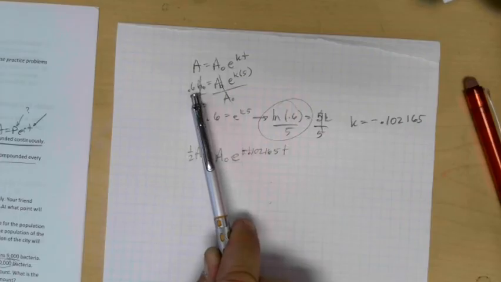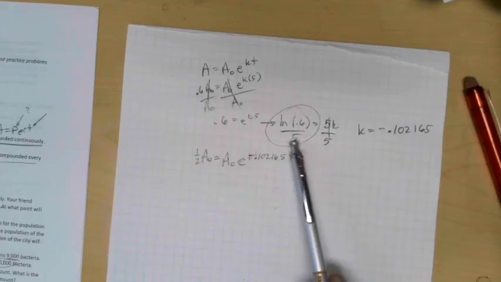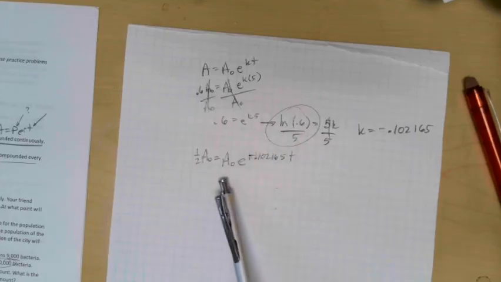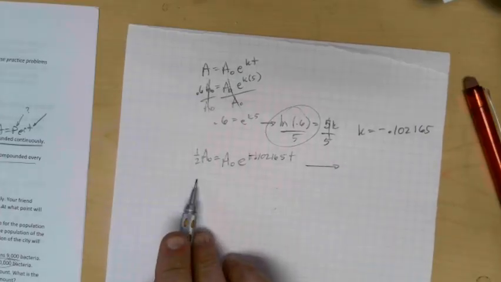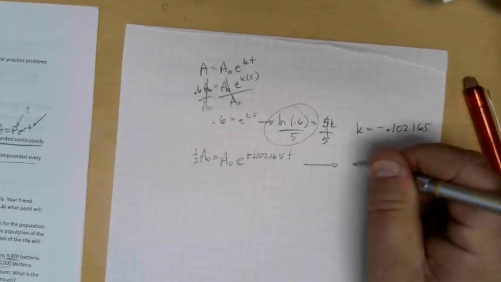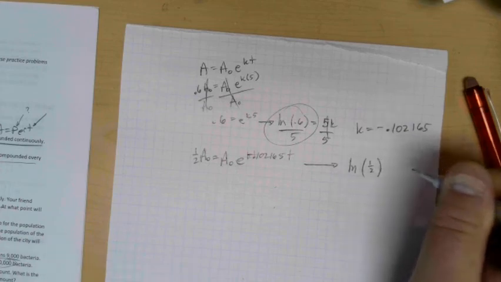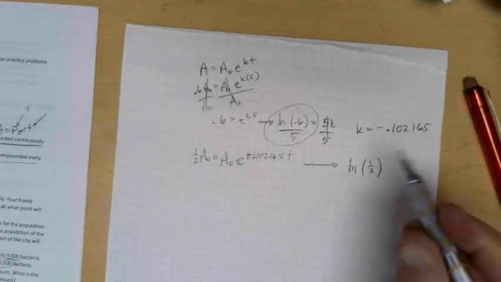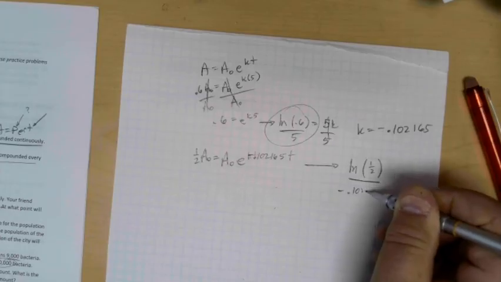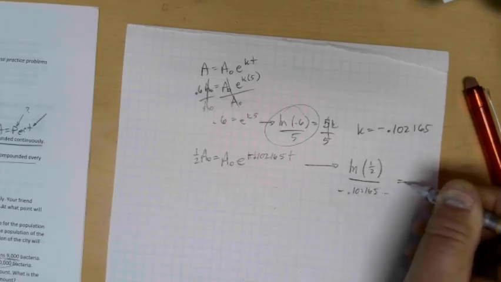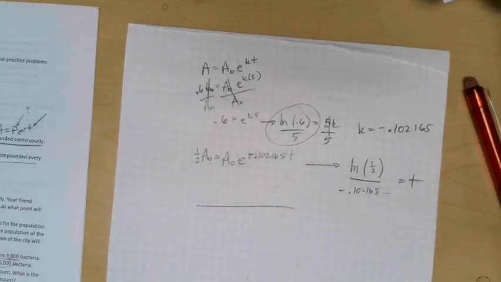Here, we wanted 60%. And look at what we had: natural log of 60% divided by 5, divided by that time. Imagine I'm doing this: 1/2 divided by that, and I'm going to get 50% or 0.5 or 1/2 equals this. Then I'm going to take the natural log, and it's going to end up taking the natural log of that 1/2, but it's going to be equal to that times that. So I'm going to take the natural log of 1/2, and I'm going to divide it by this 0.102165, and that's going to equal t. Okay?